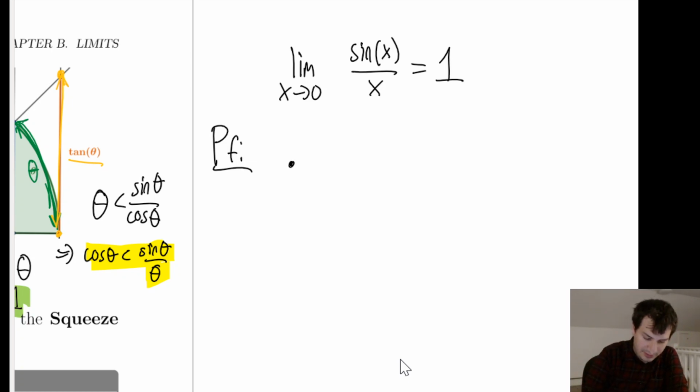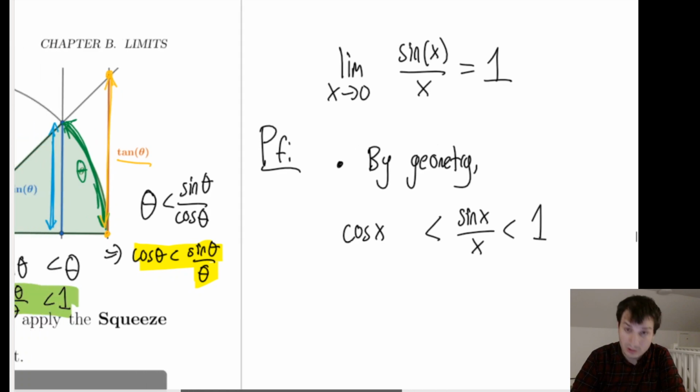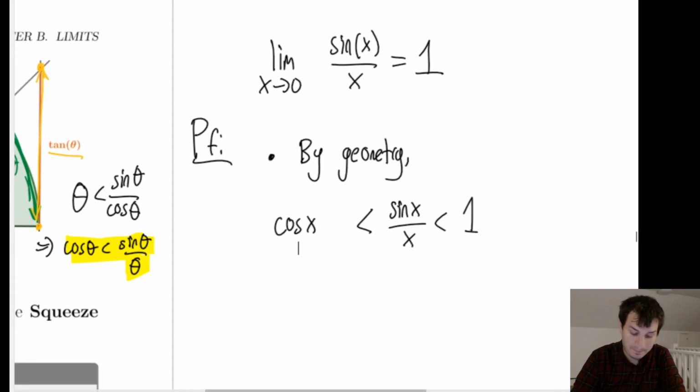Here's how the proof went. By geometry. That was the thing in the picture. Sine of x over x was less than 1 and was greater than cosine of x. That is what we proved using the unit circle. Okay, so that was true.